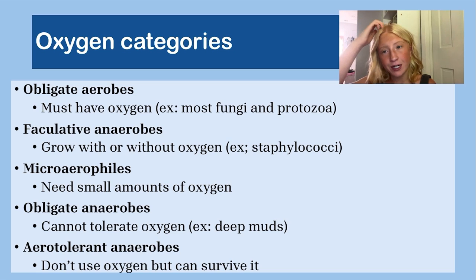So the different oxygen categories: we have obligate aerobes. These thrive in oxygen-rich environments. And then we have obligate anaerobes. These will be killed when exposed to oxygen. Then we have the facultative anaerobes. These are important because they're very flexible. They can survive inside and outside the body. They don't need oxygen, but they can survive with it. And then we have aerotolerant species. These also don't use oxygen, but they can survive it.